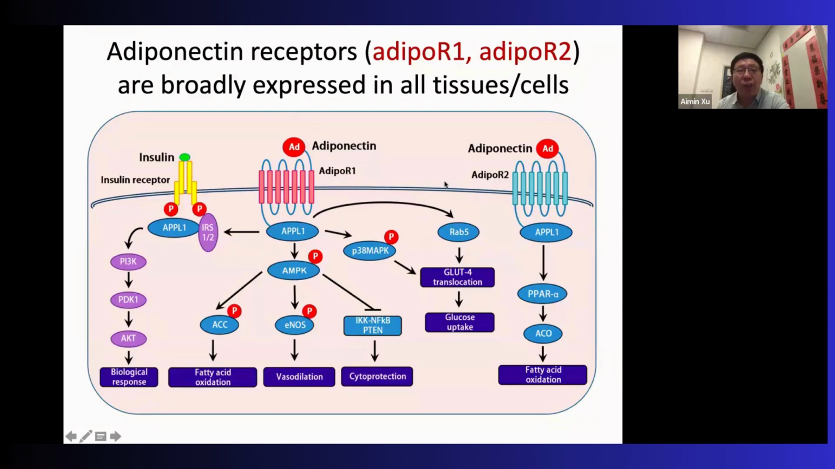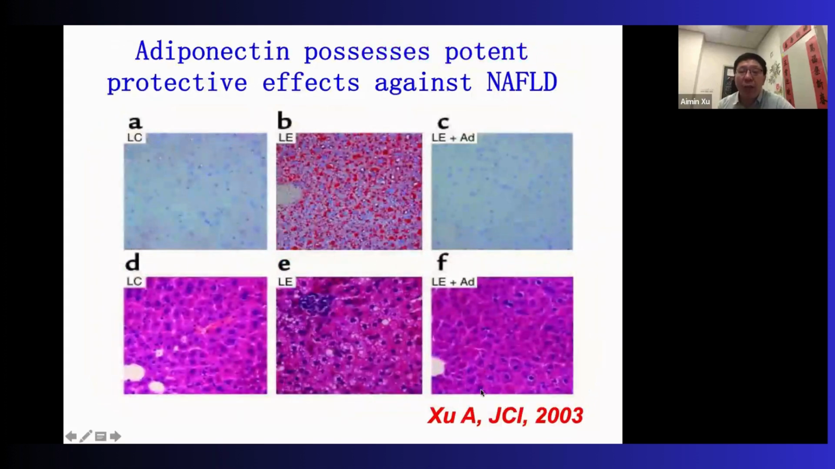Actually in 2003, when I did my postdoctoral study, I found that adiponectin possesses potent protective effects against non-alcoholic fatty liver disease. As you can see here, in the fatty liver, after treatment with recombinant adiponectin, the lipid accumulation in the liver is completely depleted. It's a very striking effect.